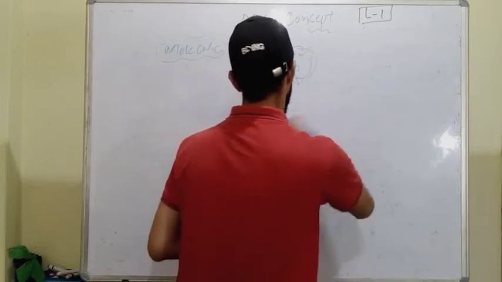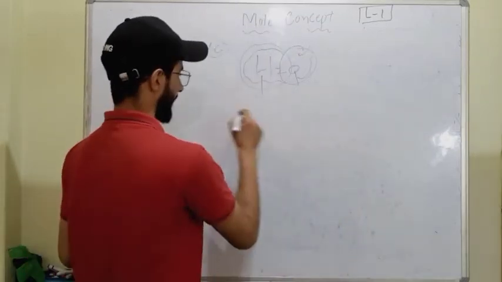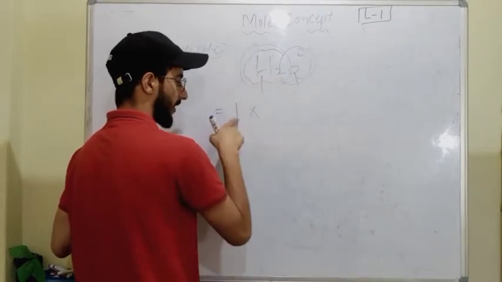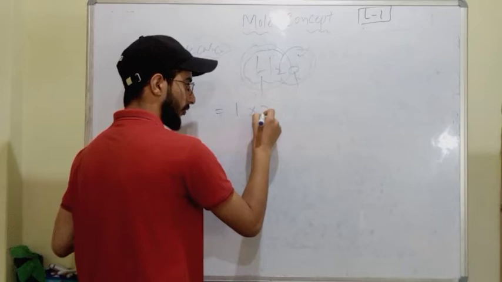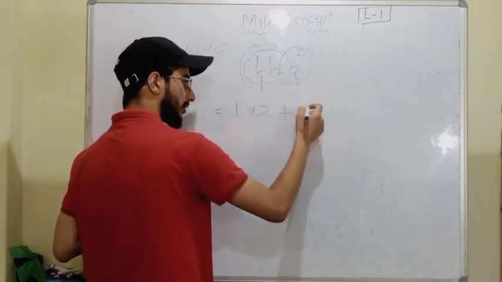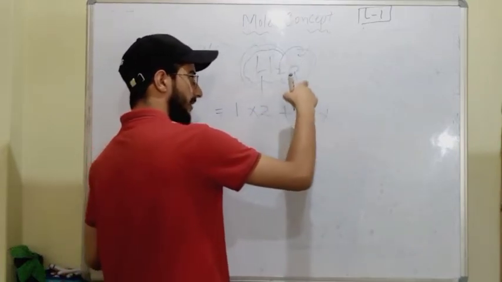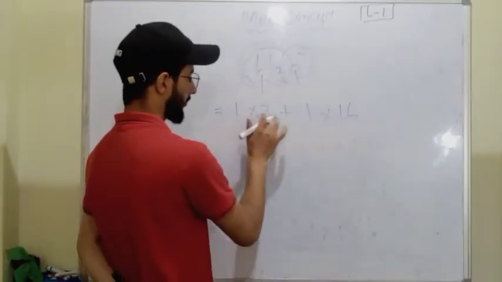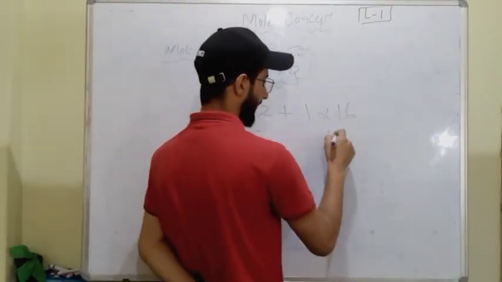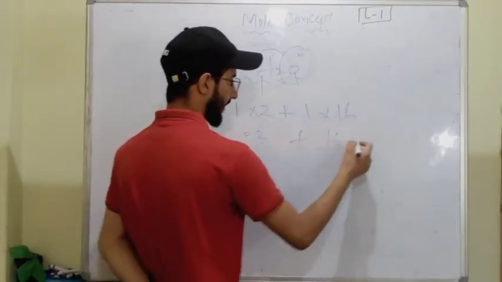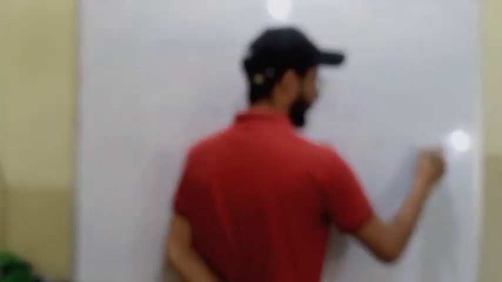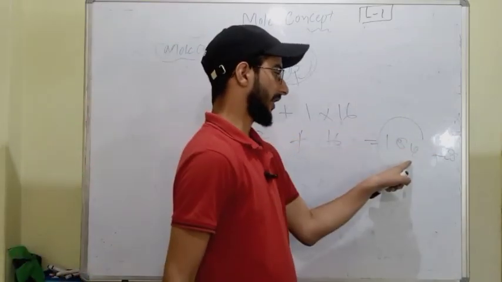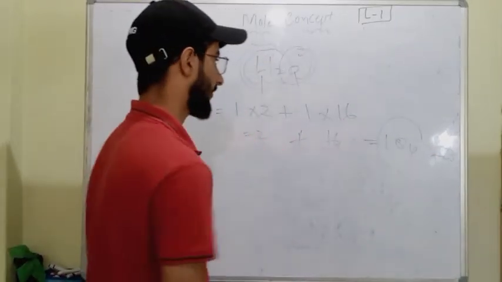Water is made up of hydrogen and oxygen. The atomic mass of hydrogen is 1, and I have 2 hydrogens, so I multiply by 2. I have only 1 oxygen, so it is 1 into the atomic mass of oxygen, which is 16. 2 into 1 is 2, and 16 into 1 is 16. When we add 2 plus 16, it is 18, in AMU or unified mass.